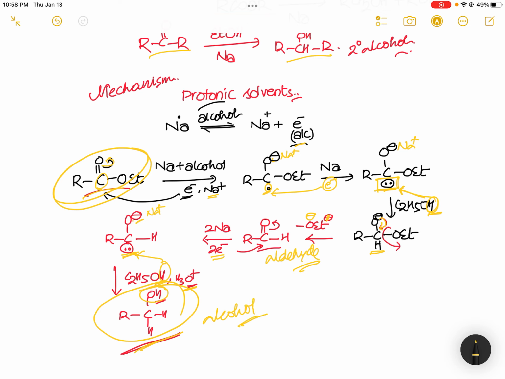So here, as I said, we need a protonic solvent like alcohol. Aprotic solvents like ether, benzene, toluene we should not use because they favor acyloin formation. This is Bouveault-Blanc reduction.